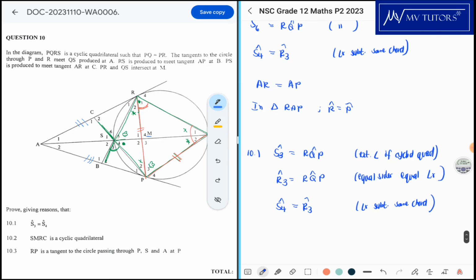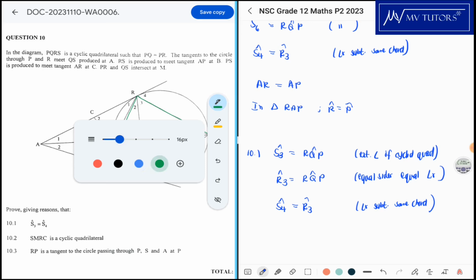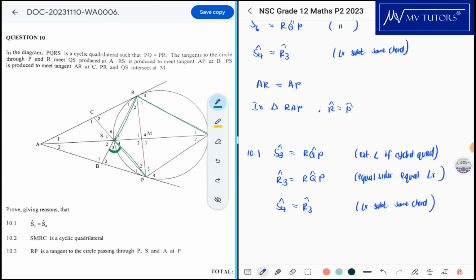Okay, so we've shown, let me just remove everything here because it's such a mess. Okay. Yeah, so basically we have said S3, let me also change the thickness. We said S3, this external, is equal to this Q, RQP. And then we also said RQP is equal to R3, because that was given, equal sides, equal angles. They told us that PQ is equal to PR. Okay, we can add that, PQ equal to PR.